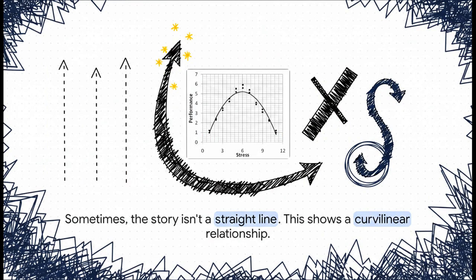And just when you think you've got it all figured out, the real world throws you a curveball. Sometimes literally. All of our tools so far have been great for measuring straight-line relationships, but not all stories follow a straight line. Take stress and performance. If you have too little stress, you're bored, your performance is kind of poor, but if you have way too much stress, you're totally burnt out and your performance tanks. The sweet spot is right there in the middle. This is called a curvilinear relationship, and it's a powerful reminder that the stories data tells are often way more complex than we first think.